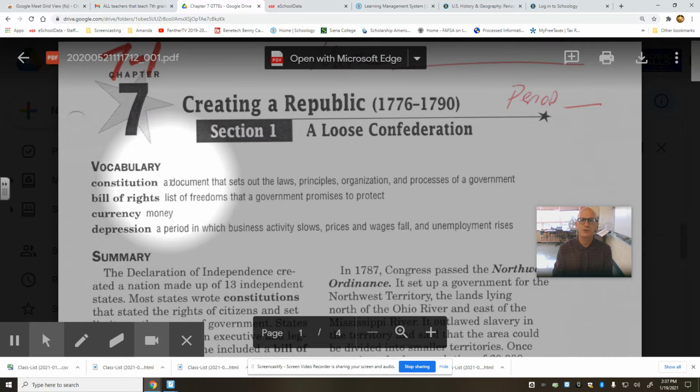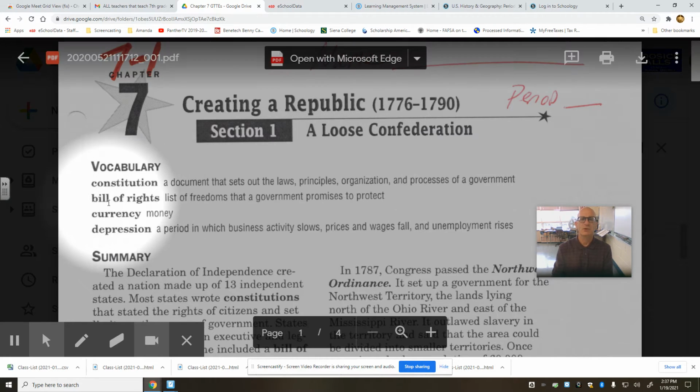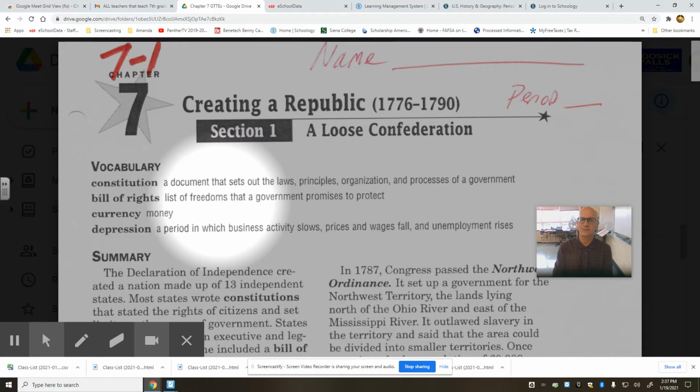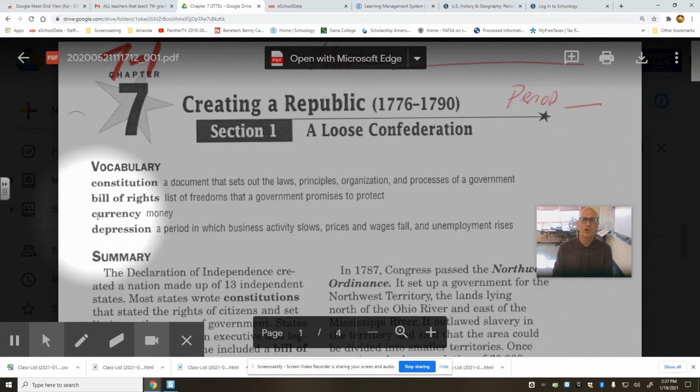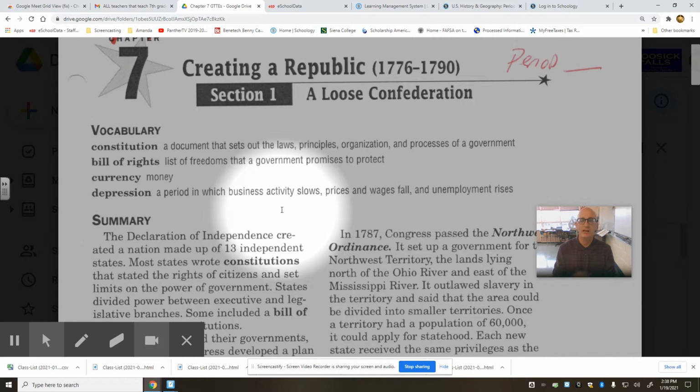First word, Constitution, a document that sets out the laws, principles, organization, and processes of a government. Second term is Bill of Rights, a list of freedoms that the government promises to protect. Third term is currency, which means money. And the last term is depression, which is a period in which business activity slows, prices and wages fall, and unemployment rises.